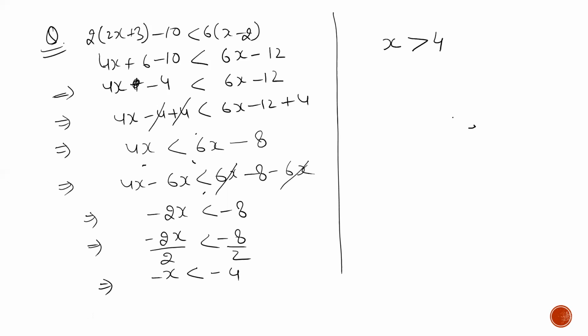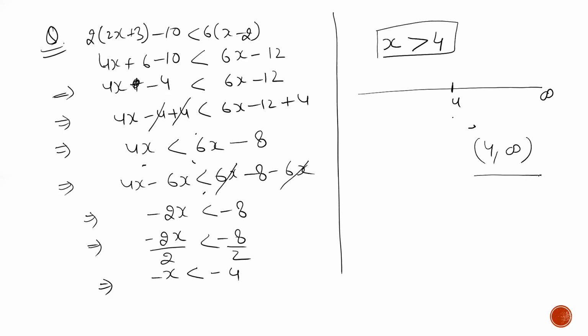I hope it's clear. So what will be the solution of the inequality? The solution of the inequality is x greater than 4. That means if you draw it on the number line, this is your 4, this is your infinity, and the result is going to be 4 to infinity, both in open brackets, because 4 is not included. I hope you're clear with the concept, right? So let's talk about one more question.